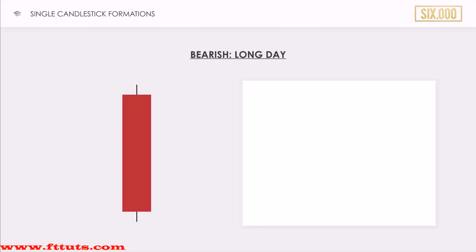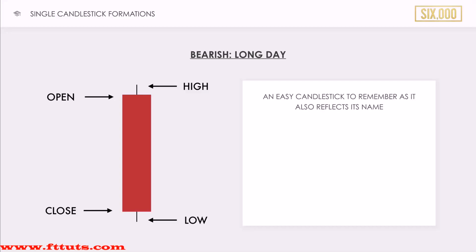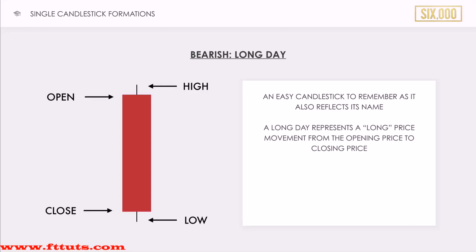So here we have the bearish long day. Again, pretty much the exact same as before with the bullish long day. The only difference is you have the open price at the top and the closing price at the bottom. Now this one has a low and a high price, an easy candlestick to remember as it also reflects its name. As I've mentioned before, it represents a long price movement from opening price to closing price.